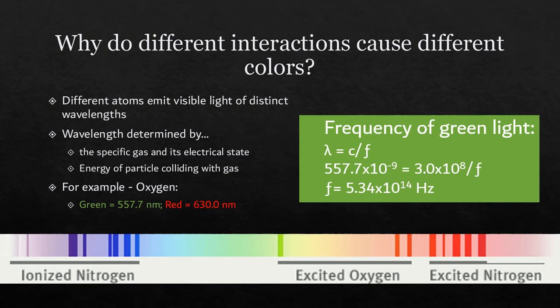Knowing the wavelength associated with different atoms can not only tell us the type of atom that created the light, but also help us find the frequency of that particular wavelength. On the right is a sample calculation for the frequency of green light. Generally, the green light that oxygen produces when it releases a photon has a wavelength of about 557.7 nanometers. We can use the equation lambda equals the speed of light over frequency to solve for the frequency of this green light and determine it to be about 5.34 times 10 to the 14 hertz.